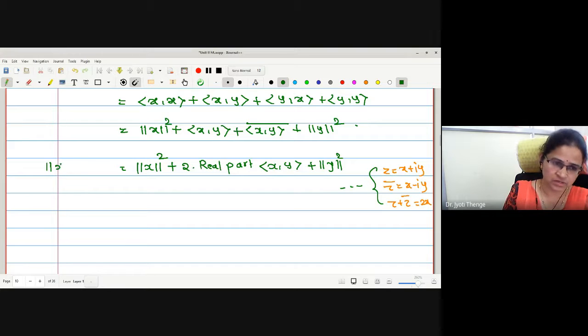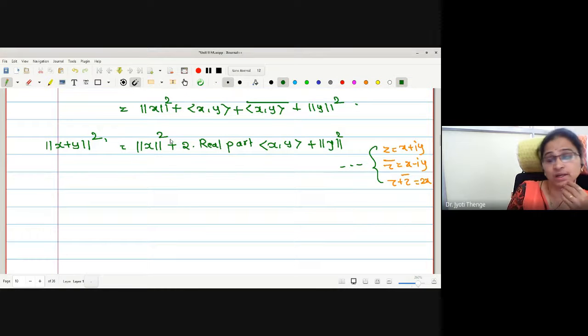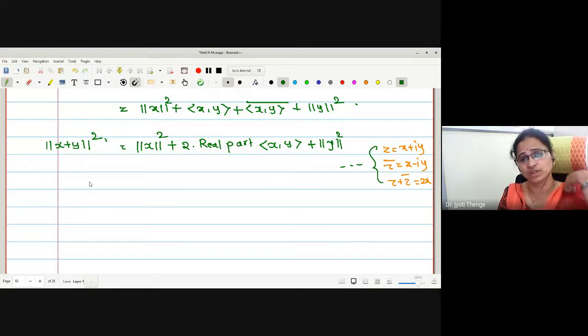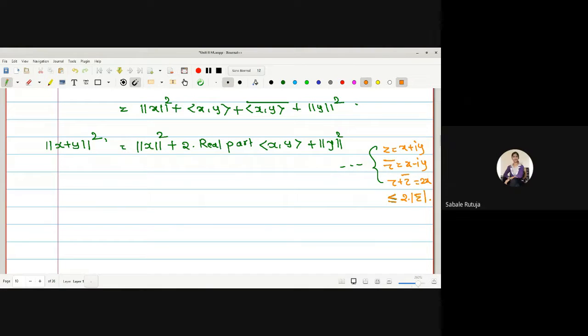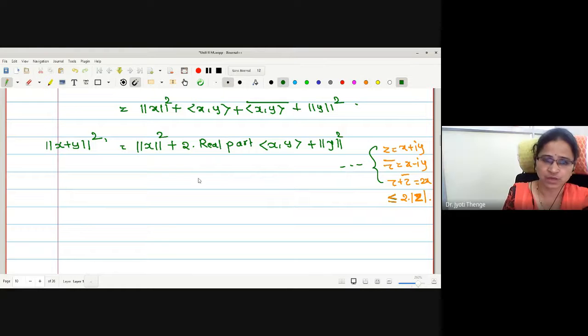Now, what is the left hand side? Anyhow, on the right we want a perfect square of norm x and norm y. For that I want the middle term as 2 times norm x norm y. For this we will use one more property. This 2 times real part of the complex number is always less than or equal to 2 times mod z, or mod z bar. So let us make use of this also.